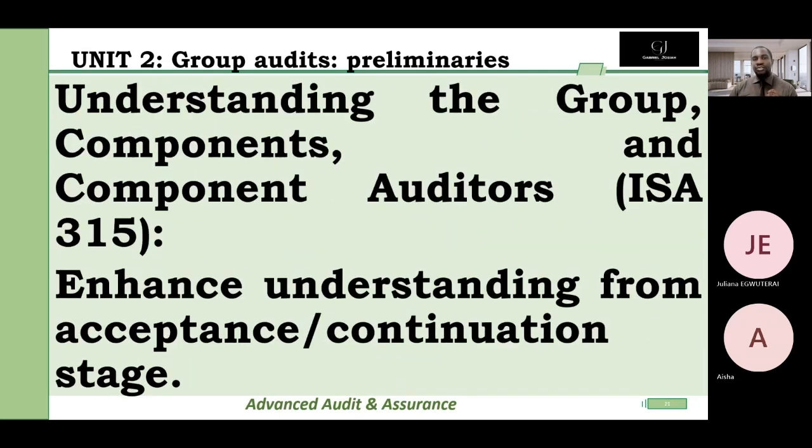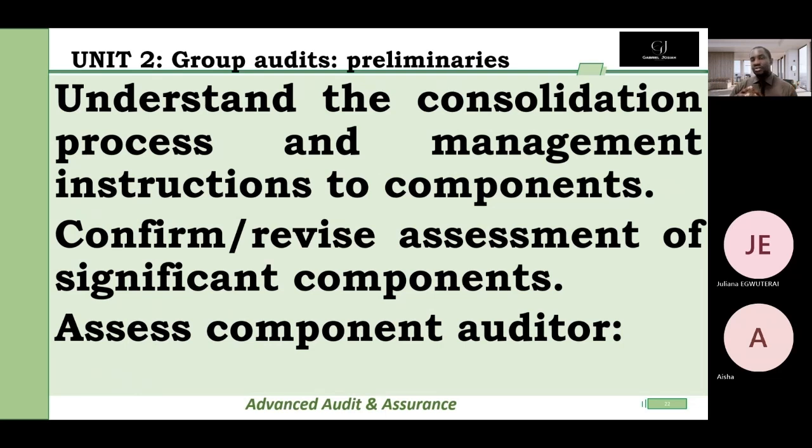Very important. Also, understanding the group, the components, and the component auditors based on ISA 315 is very important and essential. The group auditor must understand from the acceptance and continuation stage of the work. So from acceptance, fieldwork, to reporting, the group auditor should understand all processes and work performed. Also, understanding the consolidation process of the group and the components is key. Also, management instructions to the components must be understood by the group auditor.